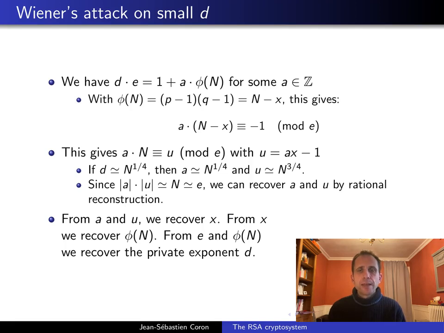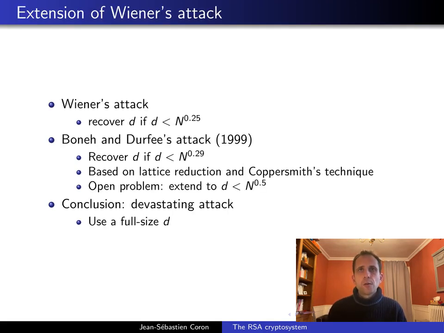And then when we have a and u, we can recover x. And from x, of course, we recover phi of n. And when we know e and phi of n, we recover the private exponent d, simply by computing the modular inverse. So the attack is quite effective. Wiener's attack recovers the private exponent d when d is less than n to 1/4.